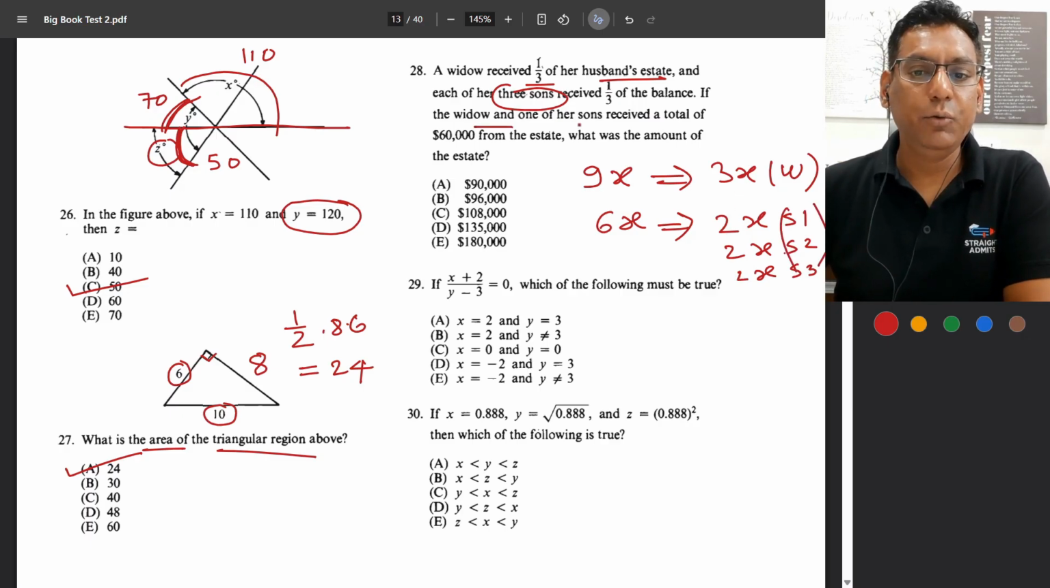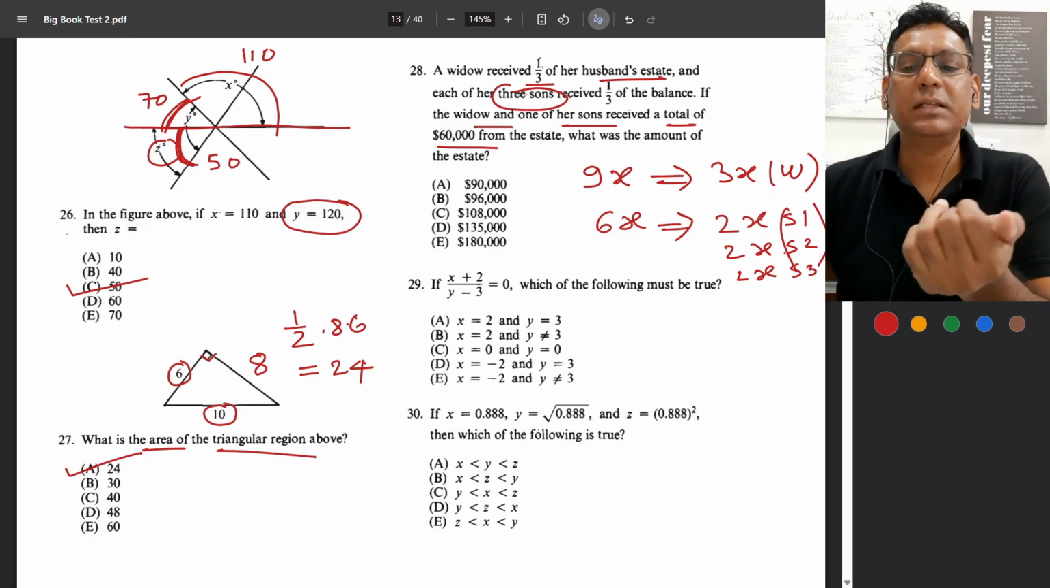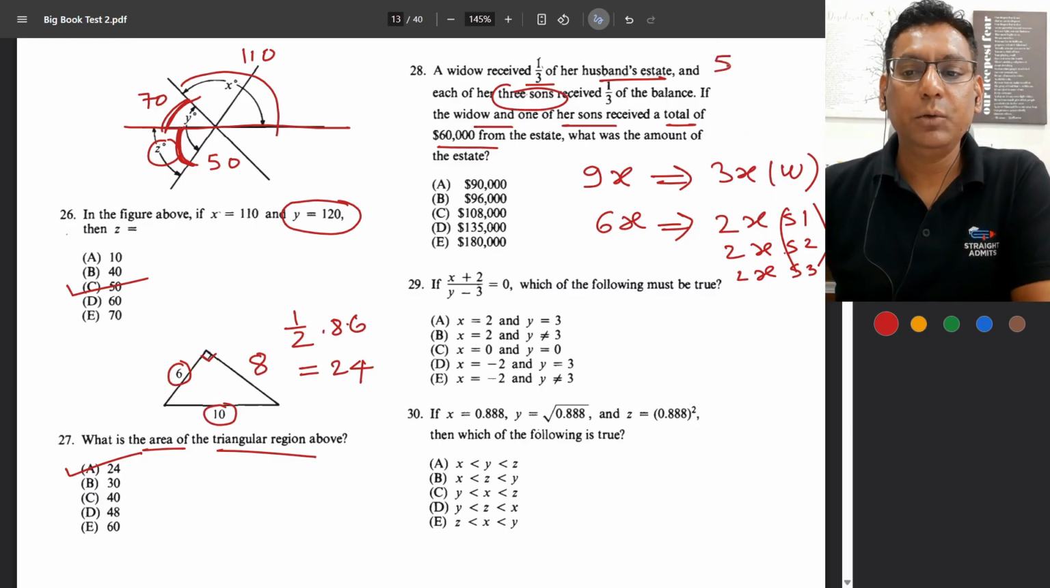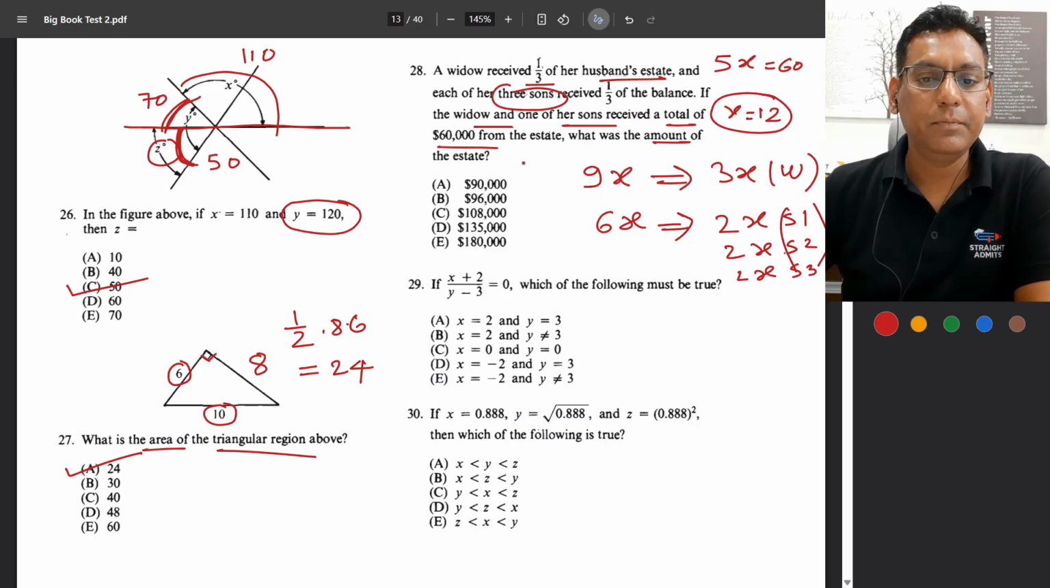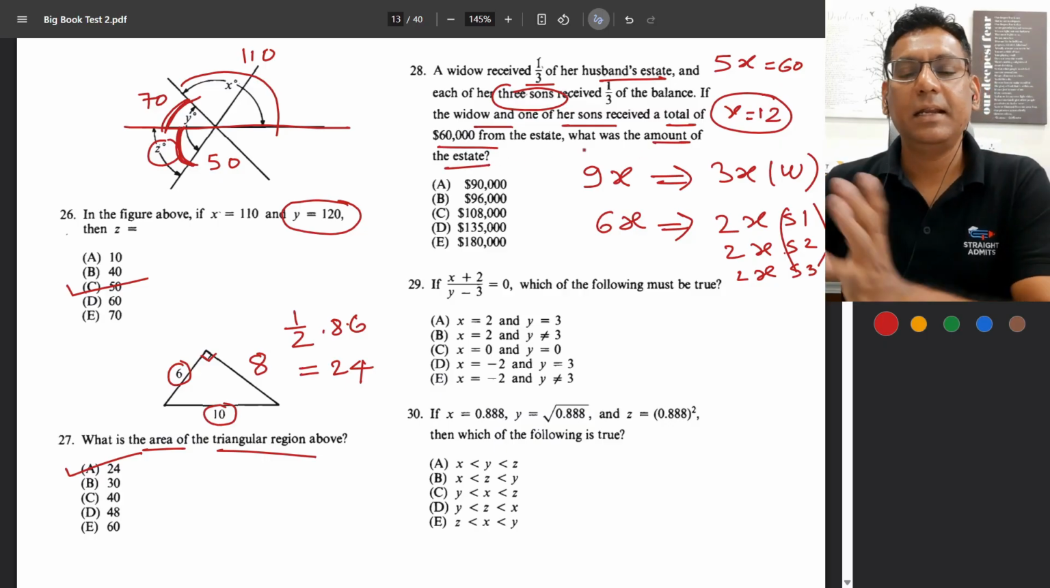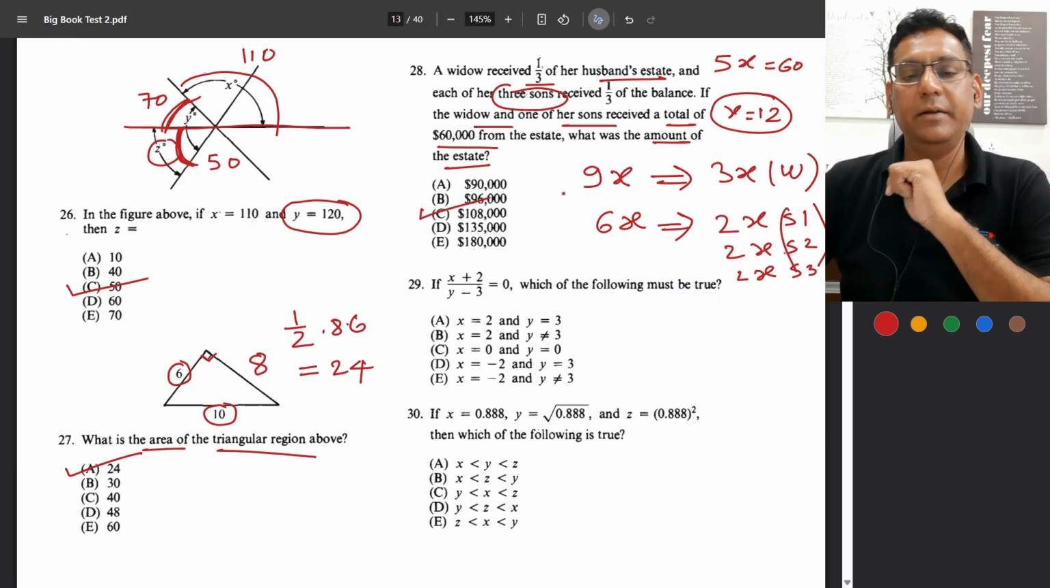Okay. If the widow and one of her sons received a total of 60,000. Sorry, the widow has 3x, one son has 2x. Both of them together, 5x, is 60,000. Okay, so x is going to be 12,000. So the total estate was 9x, 9 times 12, 108.